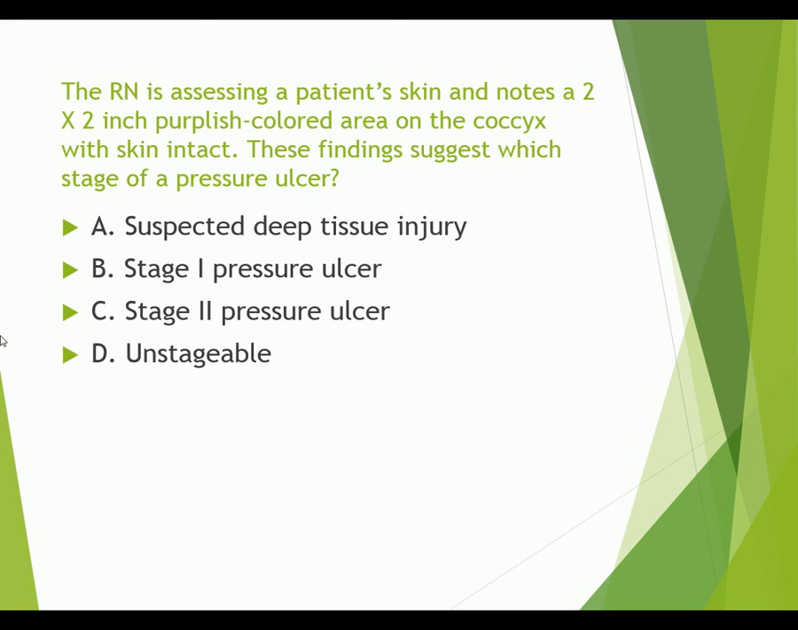Okay, our RN is assessing a patient's skin and notes a 2 by 2 inch purple color on the coccyx. What stage of pressure ulcer is that? It's a suspected deep tissue injury because we don't know what's under there. So it's just a purplish color. We don't know anything about it. Unstageable, it's not going to be that, because we can't even determine if it's actually an ulcer yet or not. We're just suspecting deep tissue injury.